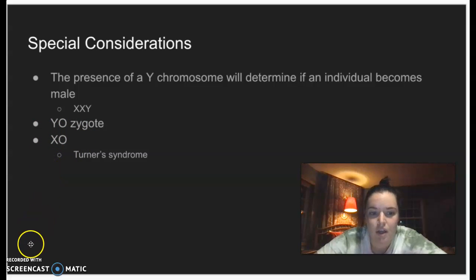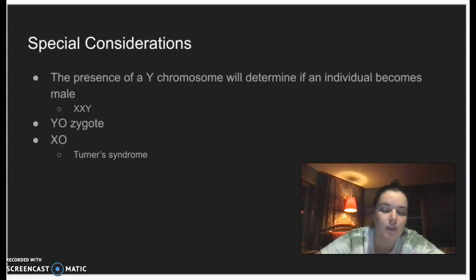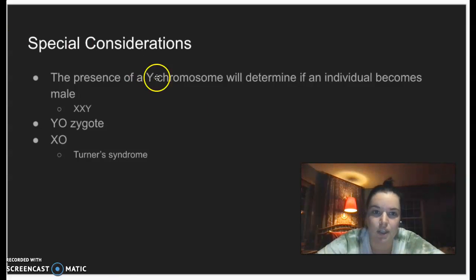matchup where the XO will actually develop into a female. However, because there's not two X chromosomes, the normal reproductive systems for a female will not be able to function correctly. So without that second X chromosome, you will have an inactive reproductive system. That summarizes the determination of gender based on genes and hormones, and I hope you have a good night.